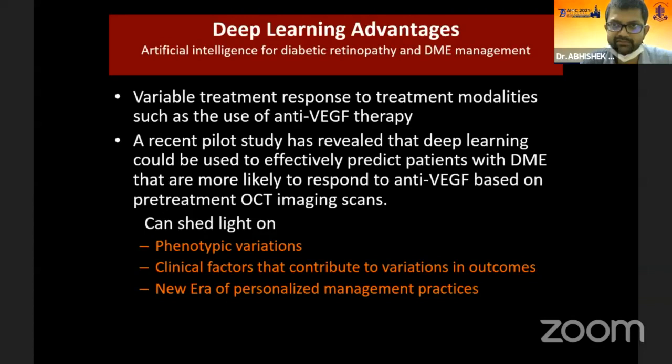Deep learning can give us an advantage in DME management. We all know that treatment response varies among modalities during anti-VEGF therapy, but we still don't have any concrete answer why it is happening. A recent pilot study has revealed that deep learning could effectively predict which patients with DME are more likely to respond to anti-VEGF based on pre-treatment OCT imaging scans. So deep learning can shed light on phenotypic risk variations and clinical factors that contribute to variation in outcomes, and a new era of personalized management is on the horizon.